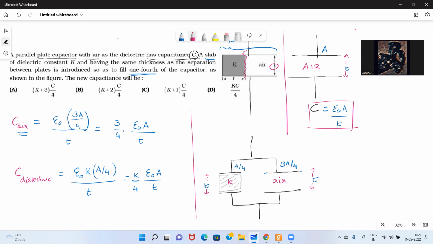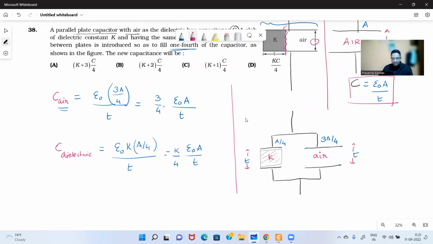Now, 3/4 is what is happening now. But originally, what is given? A parallel plate capacitor with air as the dielectric completely has a capacitance C. Clear? Yes. So now let's look at this.